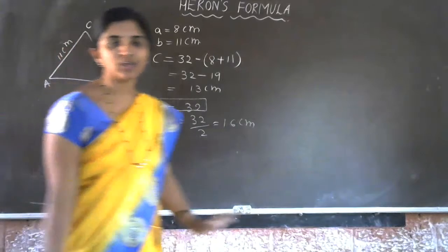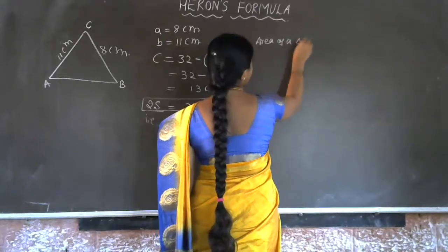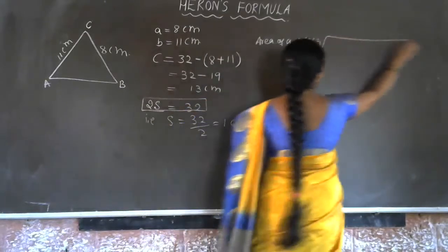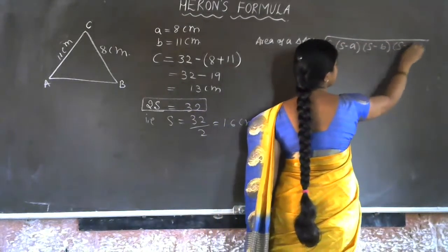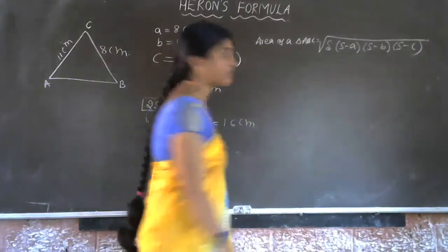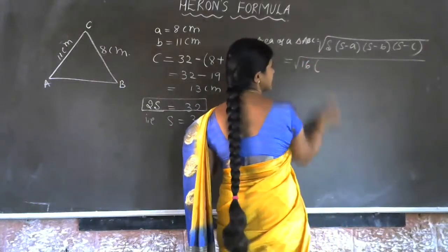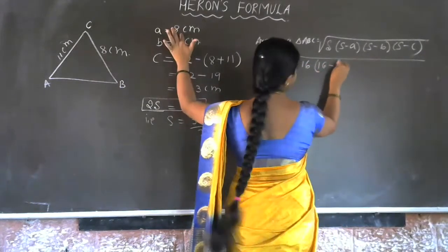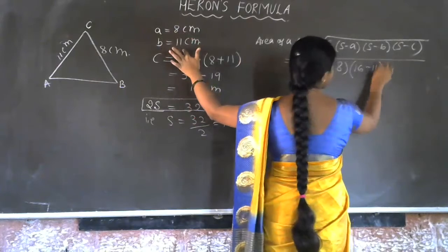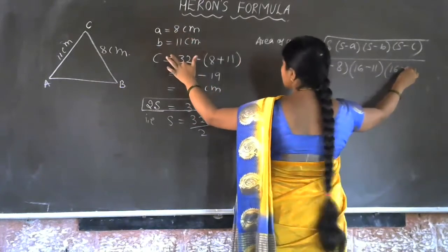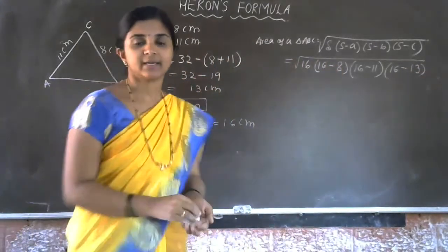Now we have to calculate the area of the triangle. Area of triangle ABC is equal to the square root of s into s minus a into s minus b into s minus c. We write the formula once, then substitute the values. We got s as 16, then 16 minus a, we took 8, then 16 minus b, 11, next 16 minus c, which we got as 13. Got the idea of this step?